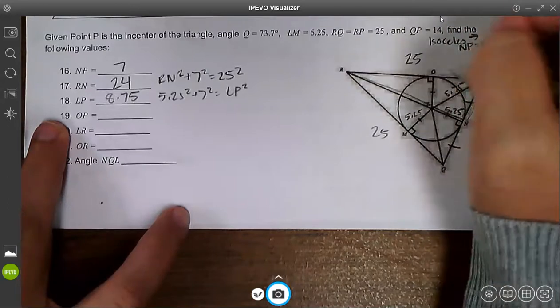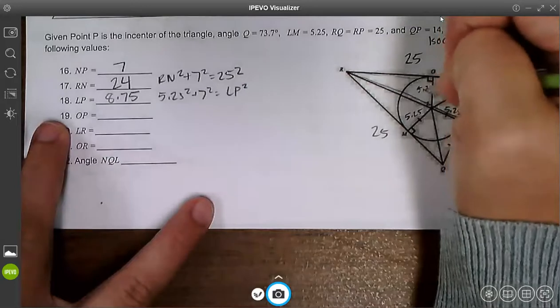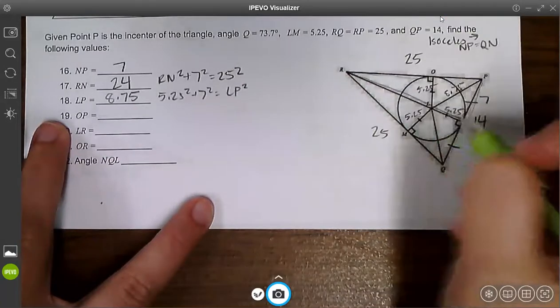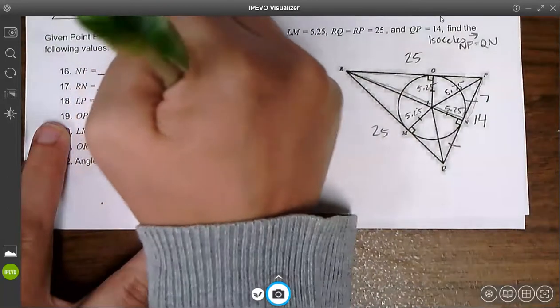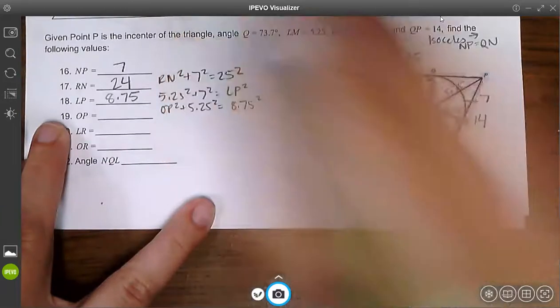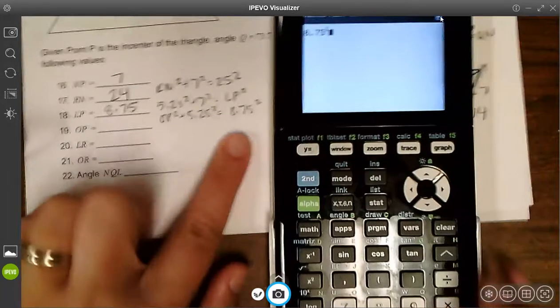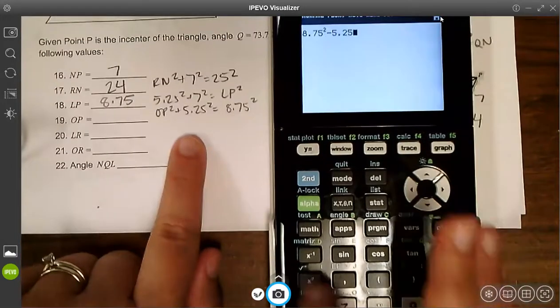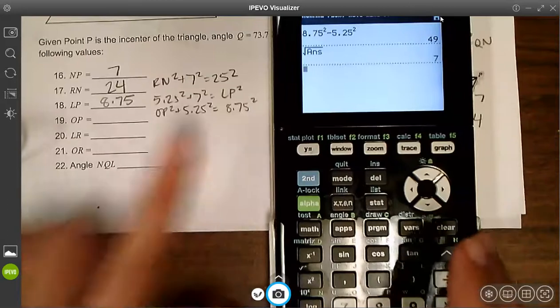OP, now I can use the Pythagorean theorem to find that as well, because this side is 5.25. The incenter is equidistant from all sides. So OP squared plus 5.25 squared is going to equal 8.75 squared. In my calculator, 8.75 squared minus 5.25 squared, take the square root of my answer. You get 7. OP is 7.